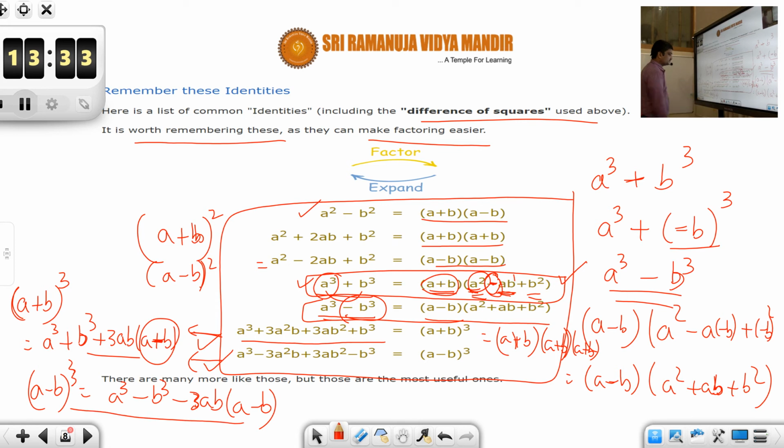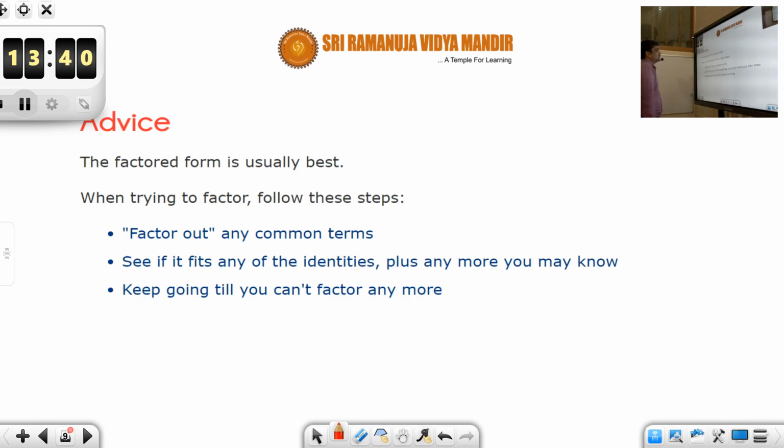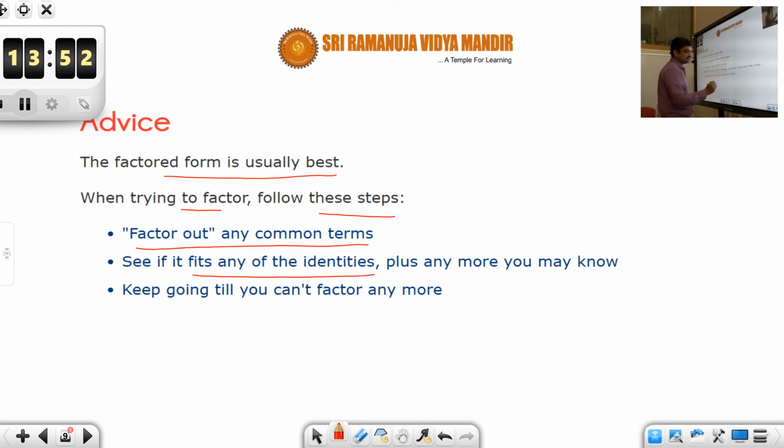Okay. So please memorize all these identities. They are very, very important. Now, a piece of advice for you. The factored form is usually best. So when trying to factor, follow these steps. Factor out any common terms and see if it fits any of the identities, plus any more you may know. Okay. Keep going till you can't factor anymore. Make sure that you can't factor anymore. Till that last step you keep factoring.